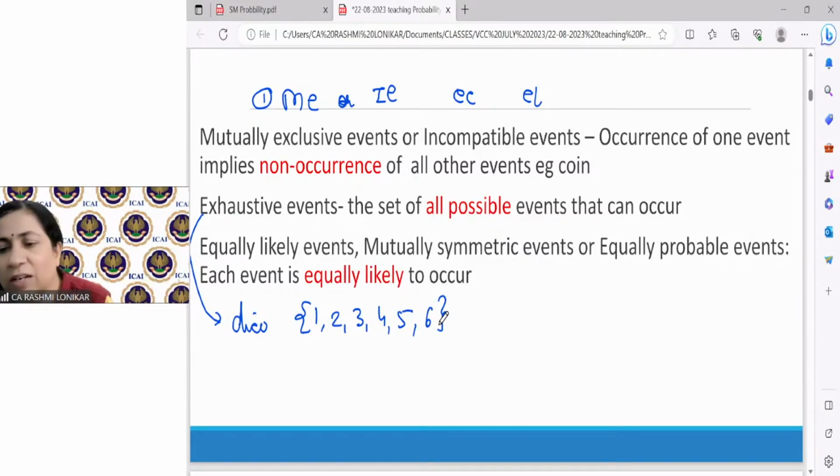Each event is equally likely to occur. What these words are, these are different words implying the same things. So I have written all the words so that whenever you're reading through and you find a new word, you should not get confused. You can always come back to this PDF and see, oh yes, if I'm saying incompatible, it simply means it is mutually exclusive event. Okay, clear till now?